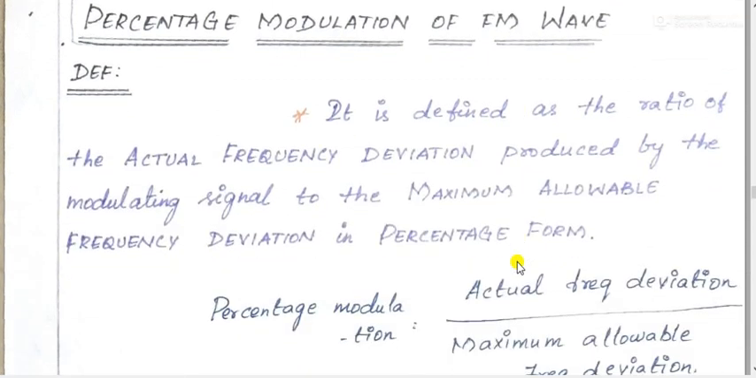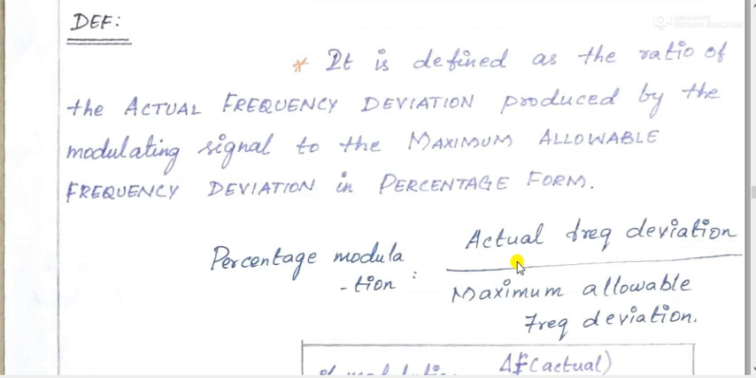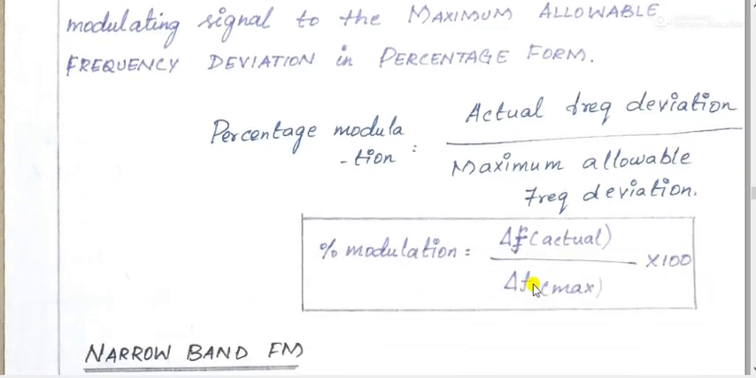Percentage of modulation. If you want to find the percentage of modulation, we should know the actual frequency deviation and the maximum allowable frequency deviation. From this we can easily calculate the percentage of modulation. It is defined as the ratio of actual frequency deviation to the maximum allowable frequency deviation. Actual frequency deviation is delta f, maximum allowable frequency deviation is delta f.